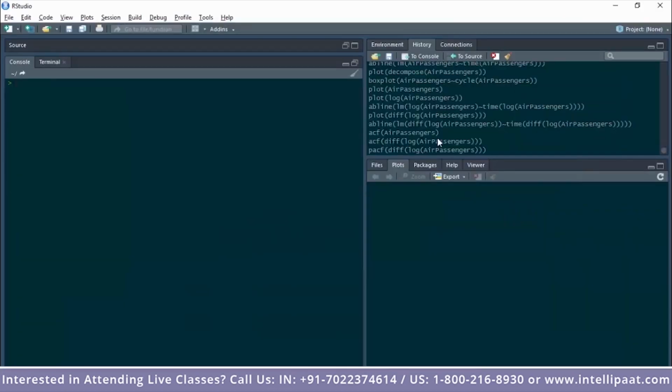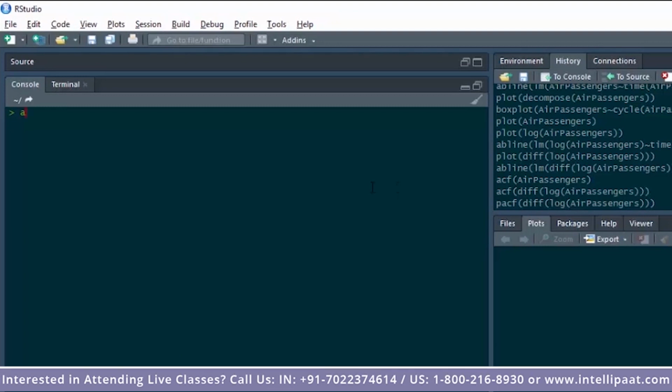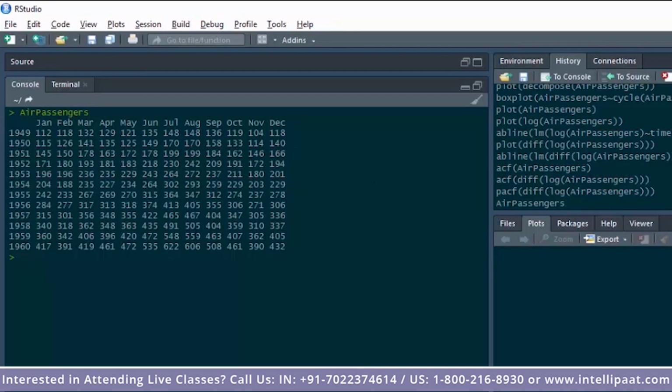Right guys, so this is our studio, and our first task would be to have a glance at the air passengers dataset. So I'll type in air passengers, and this is our time series data. This time series data starts from the year 1949 and goes on till the year 1960. And all of these are just entries which tell us about the number of passengers for each month.